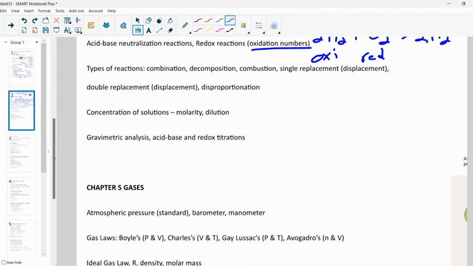Types of reactions. Combination reaction. What's like the format for that? A plus B yields AB. All right.